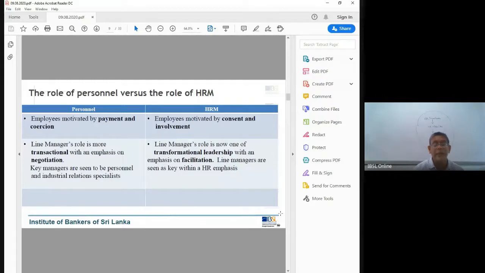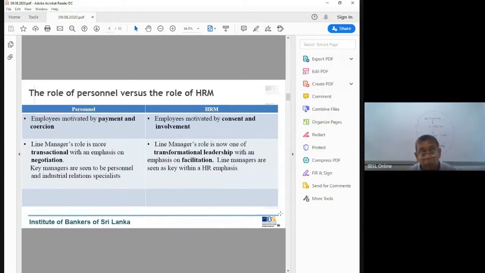And here in personal management we are talking about transactional leadership, but in HRM today we look at transformational leadership. What do you mean by transformational leadership? That means you also learn, your subordinate also learns, right? So that is how we look at HR.